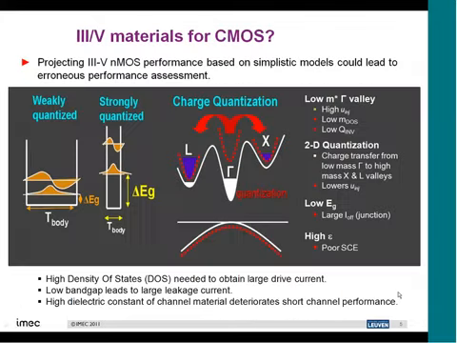Secondly, it's not all about mobility, but as I said in the beginning, it's about drive currents. And current is the multiplication of mobility times the number of carriers. So for example, if you look at some of these 3-5 materials, you see that many of them have very low effective masses, so very high mobilities, but they also have very few carriers in the valleys that have these low effective masses.